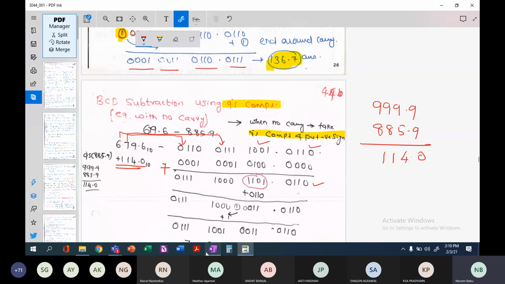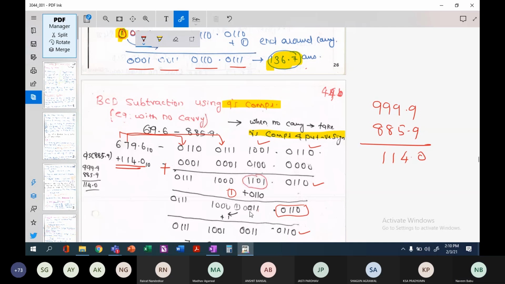When we add 6 to it, this remains as it is. Here 1 plus 0 is 1, 1 plus 1 is 0 with a carry, and then there is a carry here. This carry gets added to this particular number. That is what is being done here. And now when you add this particular carry, 0110, 0011 as it is, carry added, it becomes 1001 and 0111. Now what is the equivalent number? The equivalent number is 793.6.